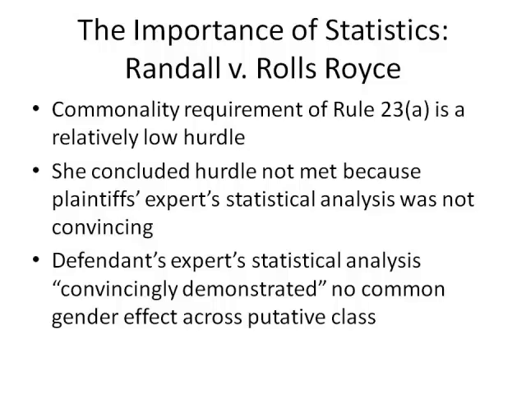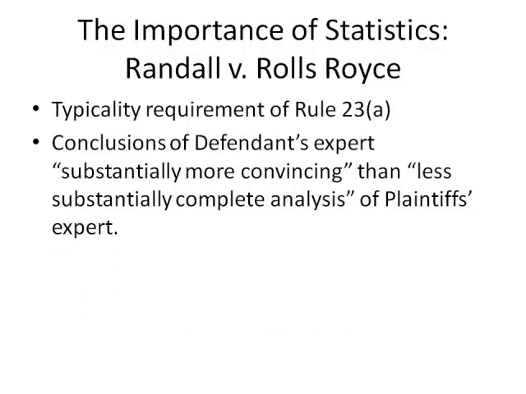Judge Barker concluded that the defendant's expert has, in our view, convincingly demonstrated that there is no common gender effect across the putative class. The court credited the defendant's expert's approach to defining the relevant population for analysis and the unique studies of the varying gender effects in compensation observed across different salary grade levels, business units, and time periods. Judge Barker's decision goes on to also discuss, in detail, the statistical evidence relating to the typicality requirement of Federal Rule 23A. Similar to her findings with commonality, she adopted the conclusions of the defendant's expert as substantially more convincing than the less substantially complete analysis of the plaintiff's expert.